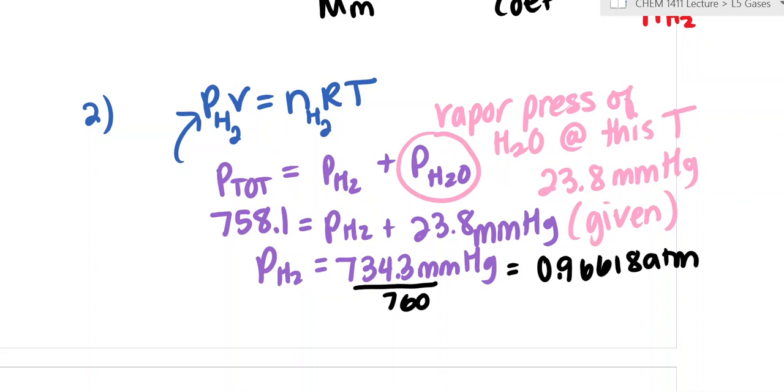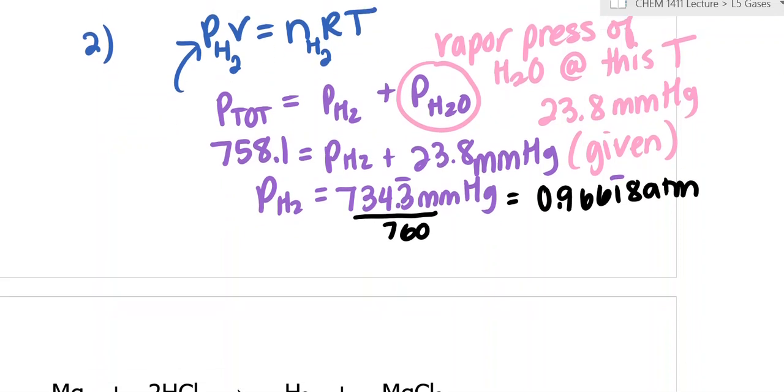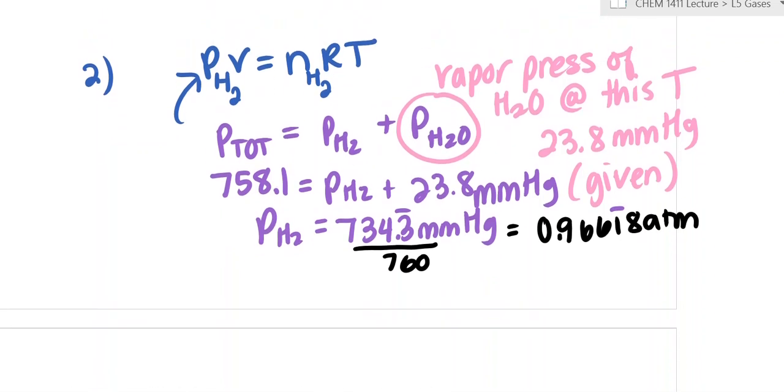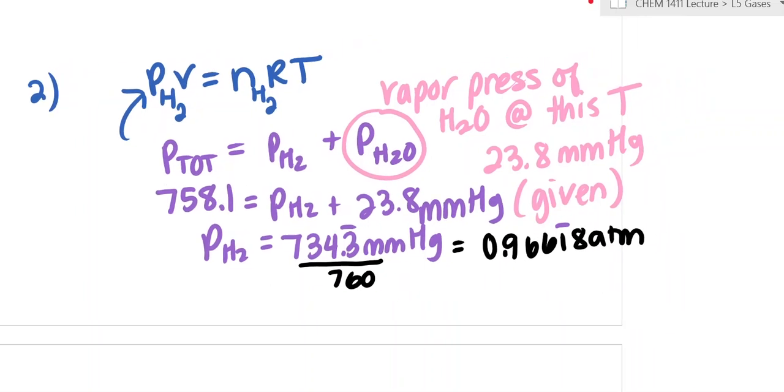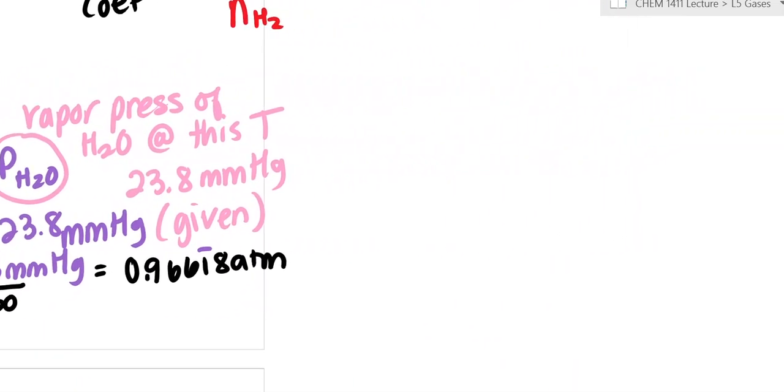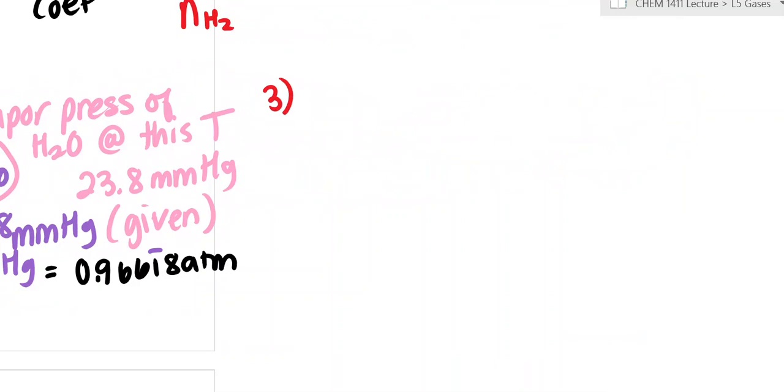On our sig figs, this does have 4 here, so this really only has 4. So I'll just mark it like that. Okay, so now we have our partial pressure due to hydrogen, which is what we're looking for here. So let's do our part 3 over here because I don't have room. So this is my third step. Then I'm going to plug into this.